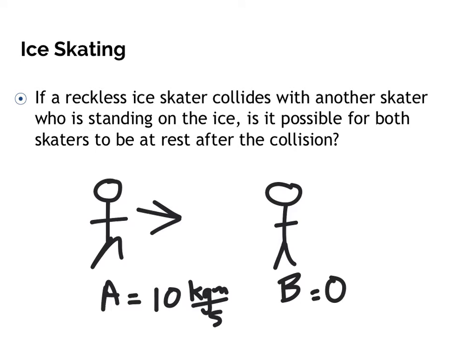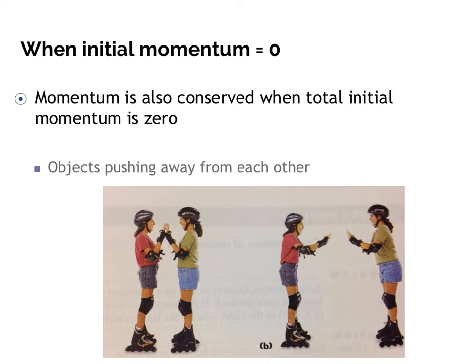So if we add up these two at the beginning, the total momentum was 10. At the end, afterwards, it also has to be 10. So at the end, they could not both be at rest because of the conservation of momentum.